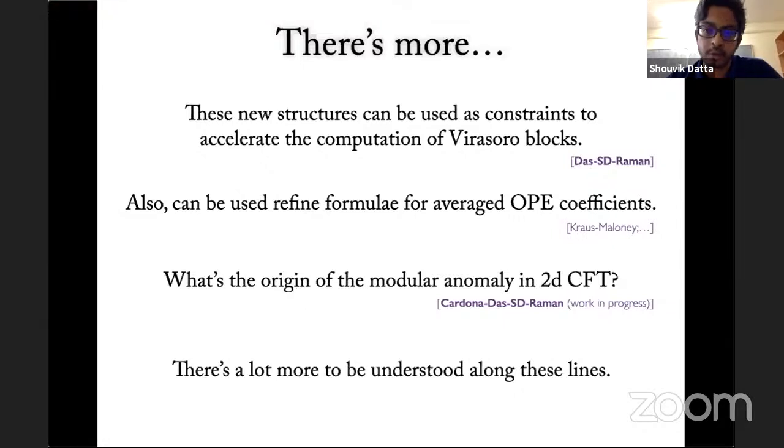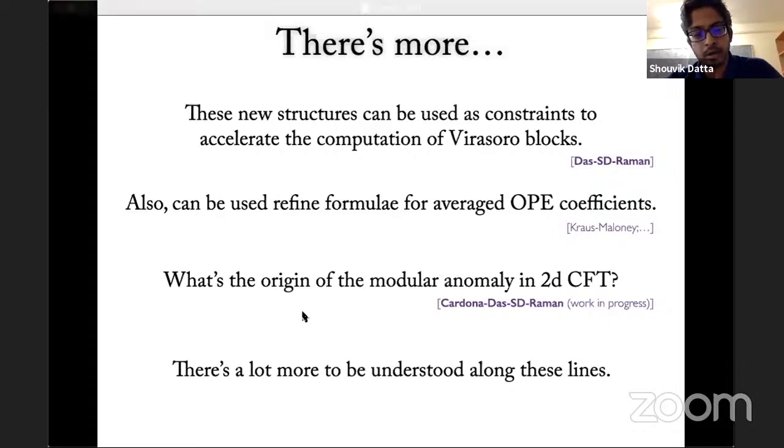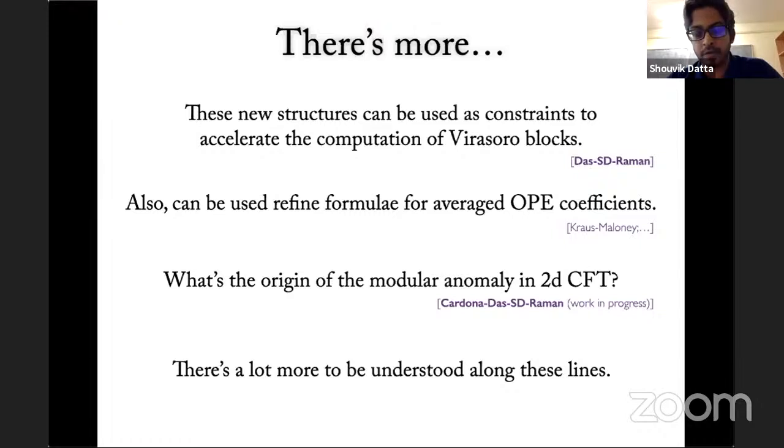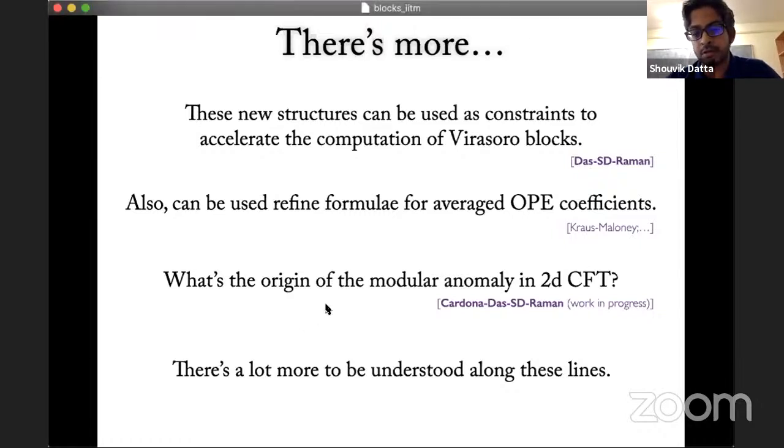So it is not modular, but it is quasi-modular, which shows there is a modular anomaly in the block. From 2D CFT, we don't quite understand what the origin of the modular anomaly is. This is some work in progress, which we are trying to do. Clearly there are these loose ends to be tied, and there's a lot more structure to be uncovered and something to be understood along these lines.